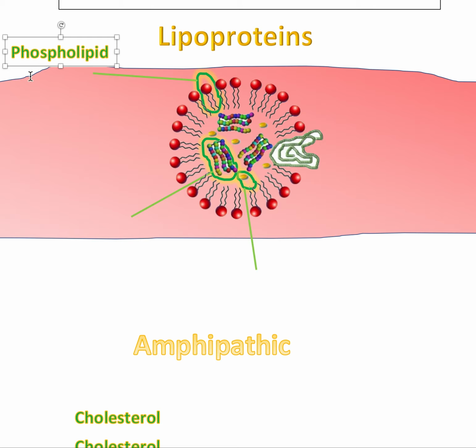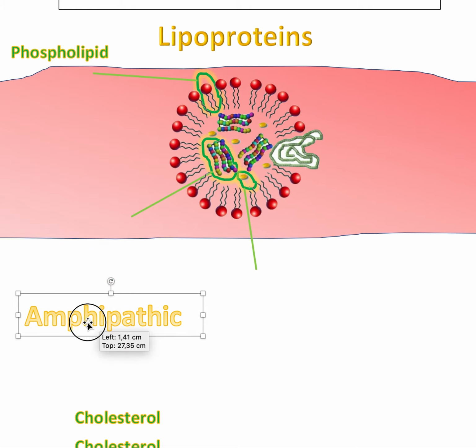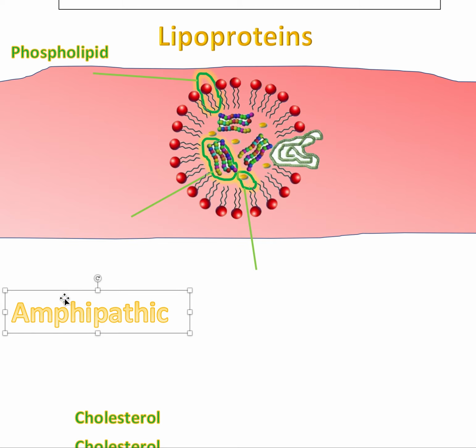A phospholipid is very, very important in this structure because it's amphipathic. Amphipathic is a good word to remember because it's one of the key words. It literally means both water-loving and water-hating at the same time. You might be like, wow, that's weird. How can you like water and hate water at the same time? Because this structure actually works like that.